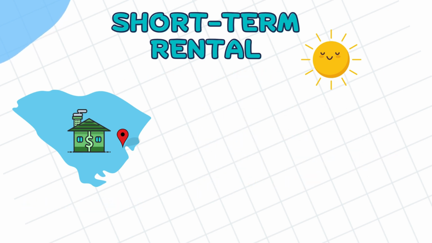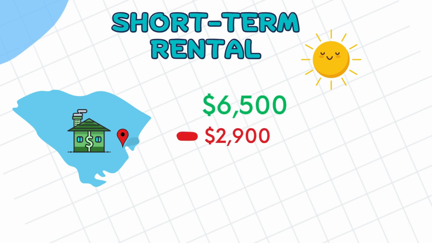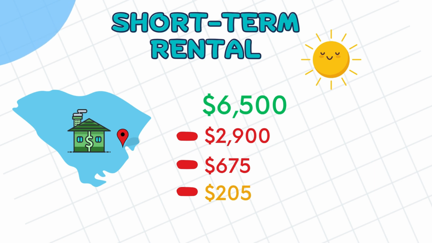So if you're keeping track of all the numbers at this point, my short-term rental brings me $6,500 of gross rents, minus the $2,900 mortgage payment, minus the $675 cleaning fee, minus the $205 utility fee, which brings me to a net profit of about $2,720. So again, in comparison to my long-term rental, which is already performing pretty well as a long-term rental at $600 a month, that $2,700 a month profit, that's like, holy crap, that sounds huge.